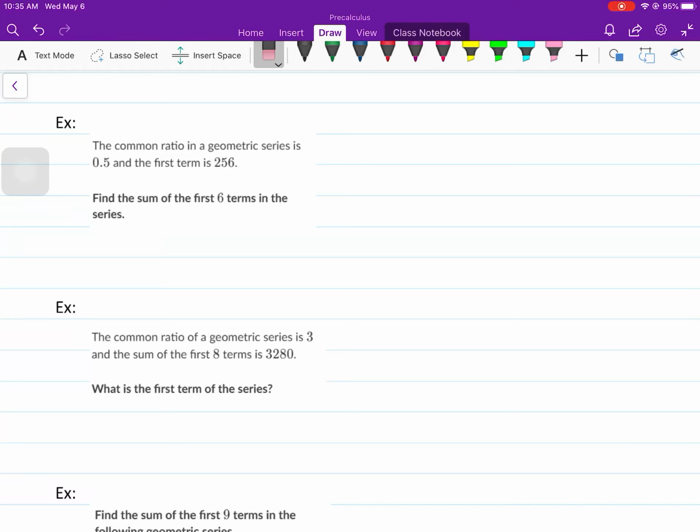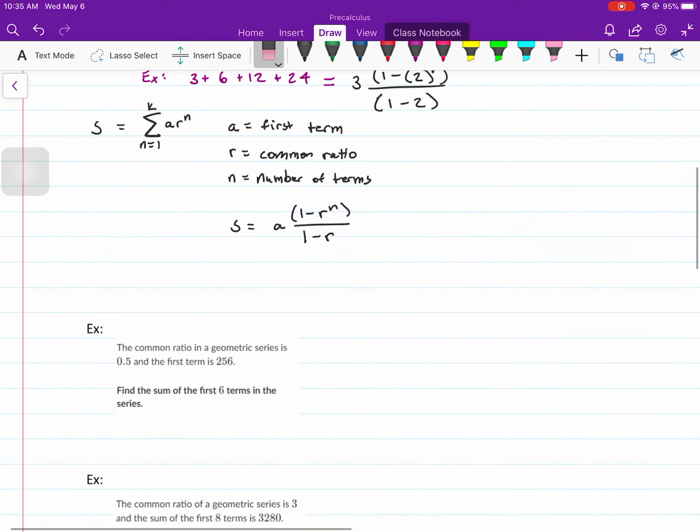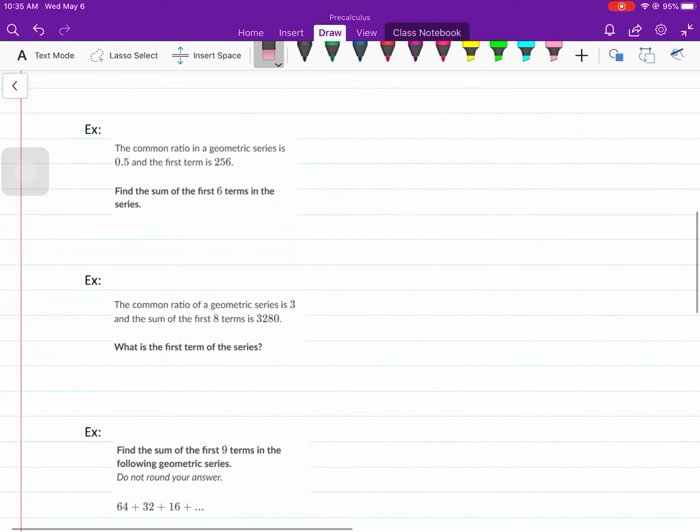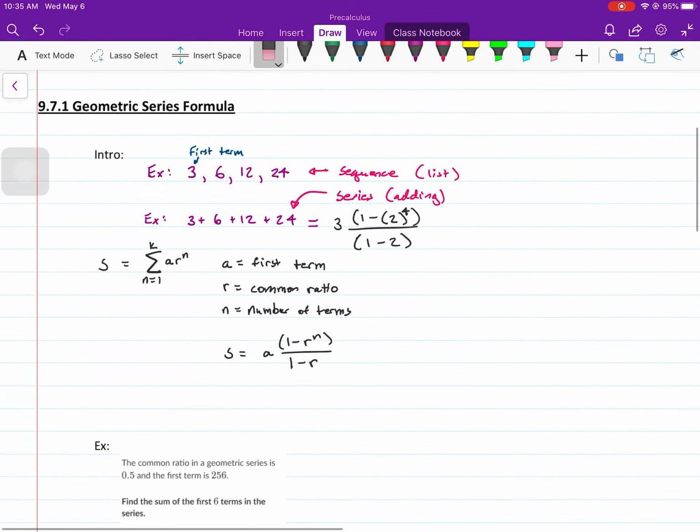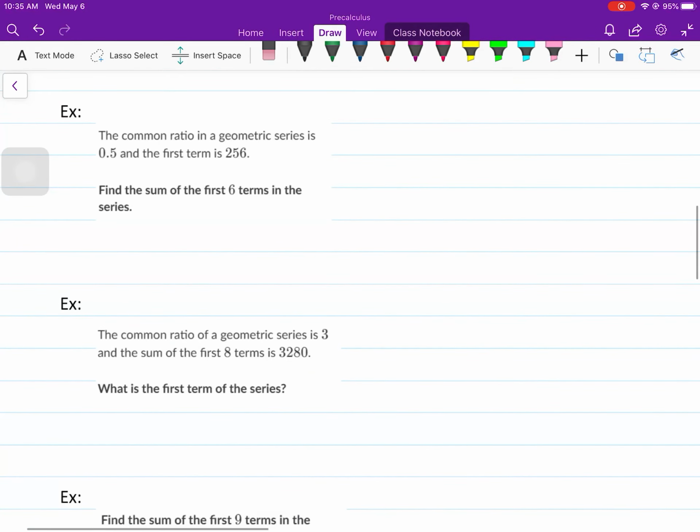So let's go ahead and go through a few examples real quick over how to use this formula and how it comes into play with these examples here. If you didn't see the previous video, here's the formula that we're using. Just scroll right up there. The sum, I'm just going to rewrite it, is a times 1 minus r to the n over 1 minus r. And if you need to know what each one of those letters mean, like I said, just scroll up.